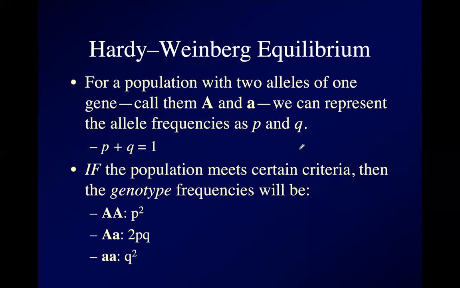If our population meets certain criteria, and I'll tell you what those are in a minute, then in that population, the genotype frequencies will be as follows. The frequency of the homozygous big A genotype will be the square of the frequency of the allele. It'll be p squared. The frequency of the other homozygote will be the square of that allele's frequency, q squared. And the frequency of heterozygotes will be 2pq. You might have noticed that if p plus q is equal to 1, then p squared plus 2pq plus q squared is also equal to 1.